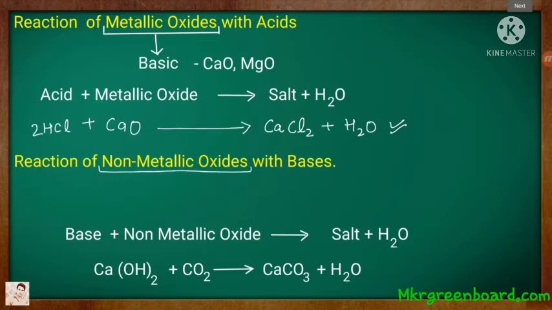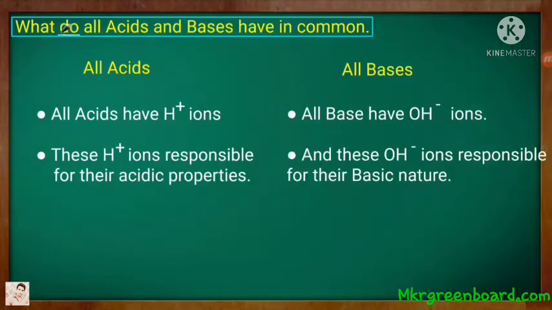Reaction of non-metallic oxides with bases. Non-metallic oxides are acidic in nature. When a base reacts with a non-metallic oxide, it forms salt plus water. Example: Ca(OH)2 plus CO2 forms CaCO3 plus water. CO2, carbon dioxide, is the non-metallic oxide. CaCO3 is the salt here, along with water.